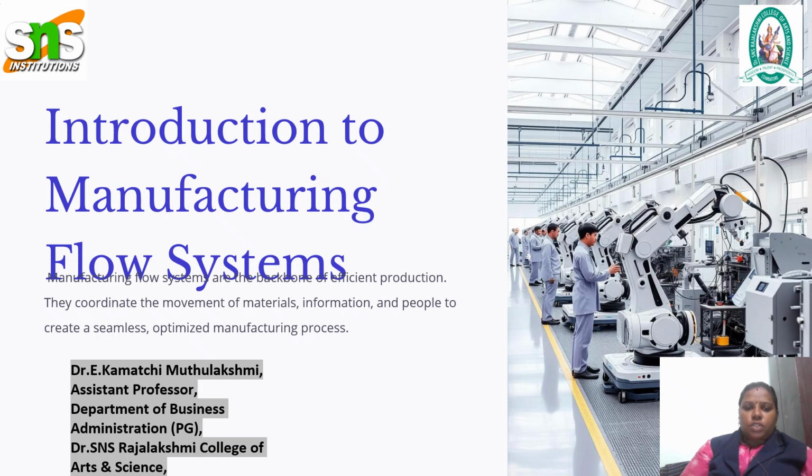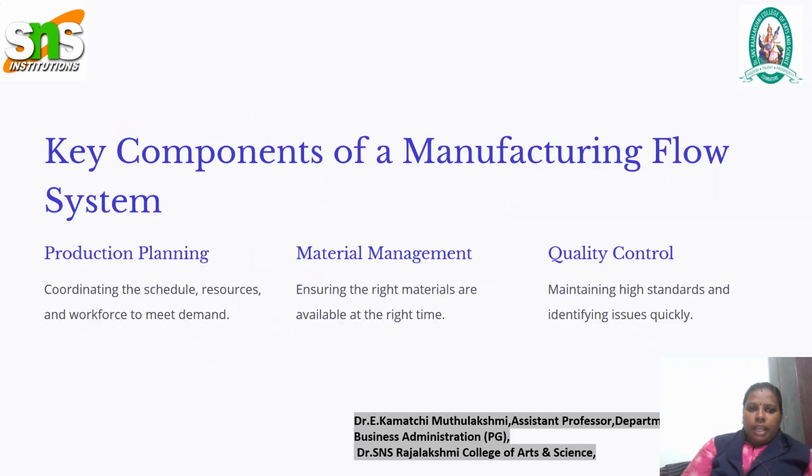Today, manufacturing flow systems are the backbone of efficient production. They coordinate the movement of materials, information, and people to create a seamless, optimized manufacturing process. The key components of a manufacturing flow system are production planning, materials management, and quality control: coordinating the schedule, resources, and workforce to meet demand, ensuring the right materials are available at the right time, maintaining high standards, and identifying issues quickly.